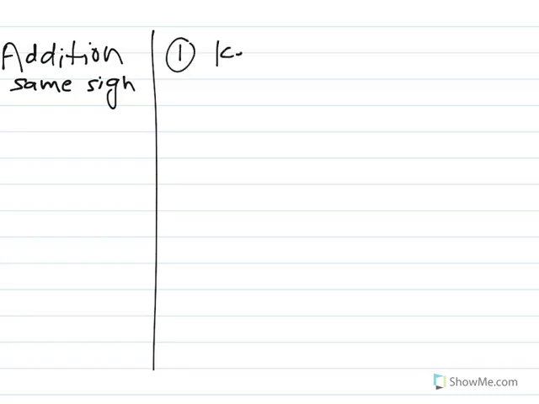Okay, so now that we've seen the number line and we know what integers are, let's look at our first operation. Probably the one that we first learned about back in elementary school, and that would be addition. And we're going to look at addition if our integers have the same sign. In other words, they're either both positive or they're both negative. So, there's really only two things you have to worry about. One, you're going to keep the sign. And then the second thing is you just add the numbers.